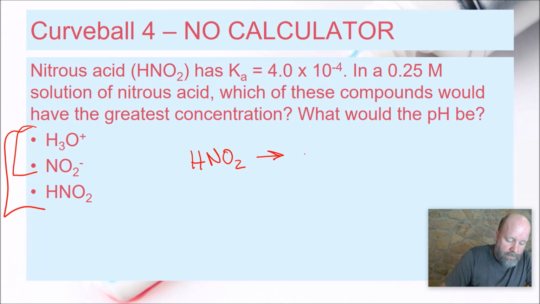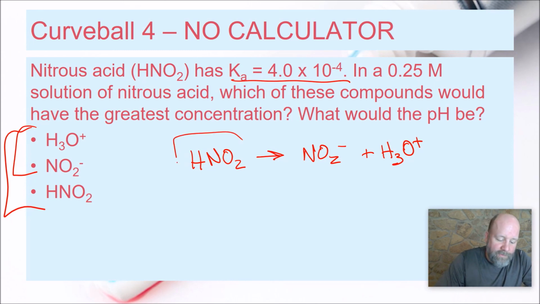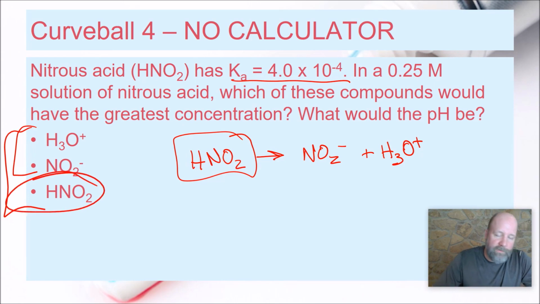HNO2 reacts to form NO2 minus plus H3O. But this is a weak acid, and I know it's a weak acid because it's got a teeny tiny little Ka. That means most of it is staying like this because that Ka is so small, which means that this is the right answer for which one is most concentrated in this solution. No problem there. But we also need to find out what the pH would be.